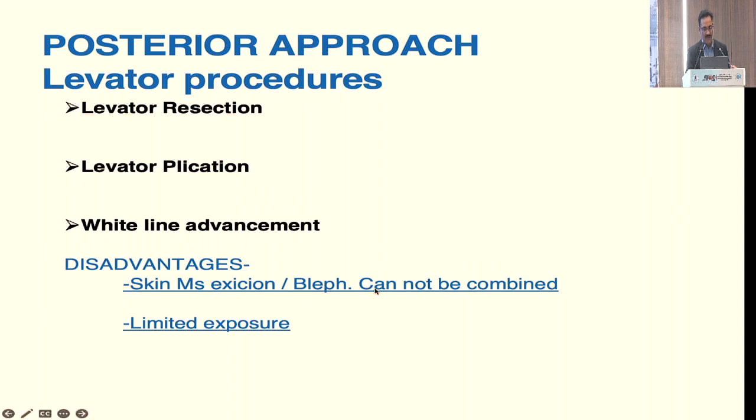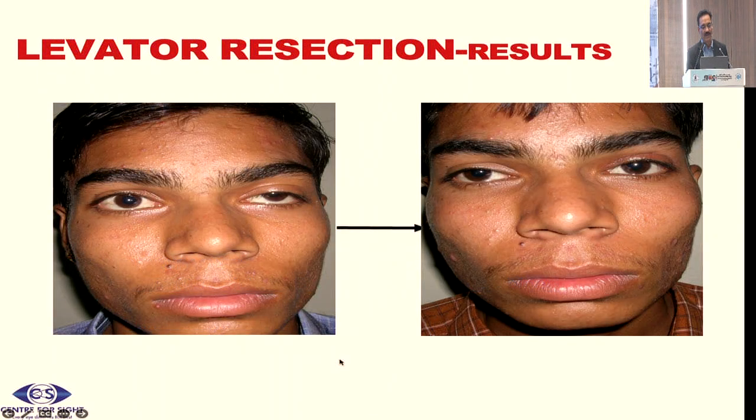That's why I personally do not prefer doing levator procedures from posterior surgery, because in all my unilateral cases, generally I tend to do a little bit of skin muscle excision for a symmetrical lid fold. Also, in severe cases, you get some amount of limited exposure in comparison to skin surgery, but still you can reach up to Whitnall's ligament from posterior approach also. So this is not a big problem, but this is a major disadvantage. So this is posterior approach levator surgery.